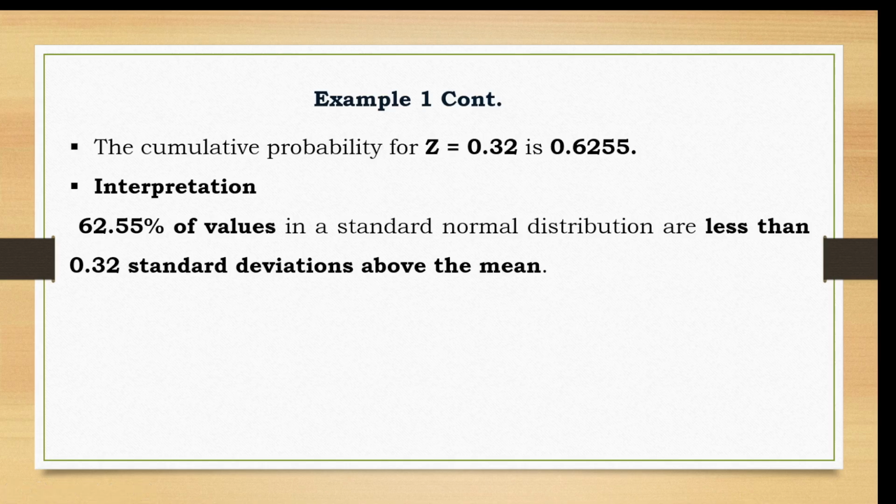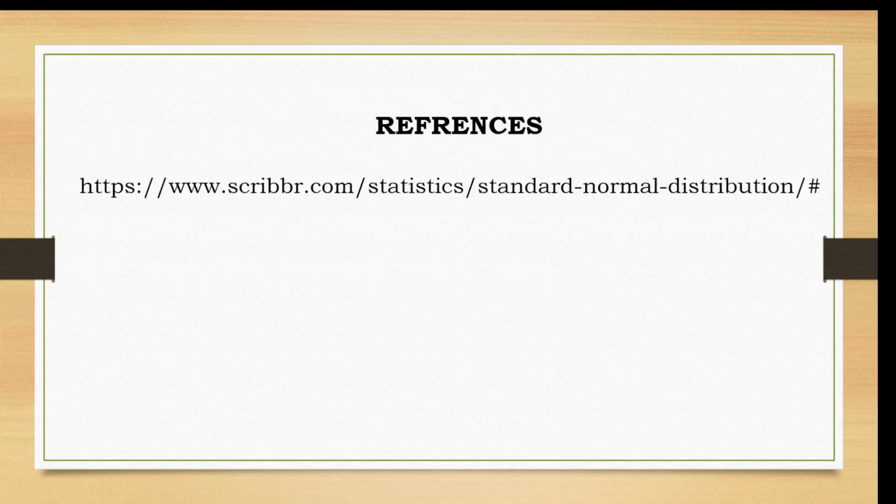What does it mean? It means that 62.55% of the values in a standard normal distribution are less than 0.32 standard deviations above the mean.